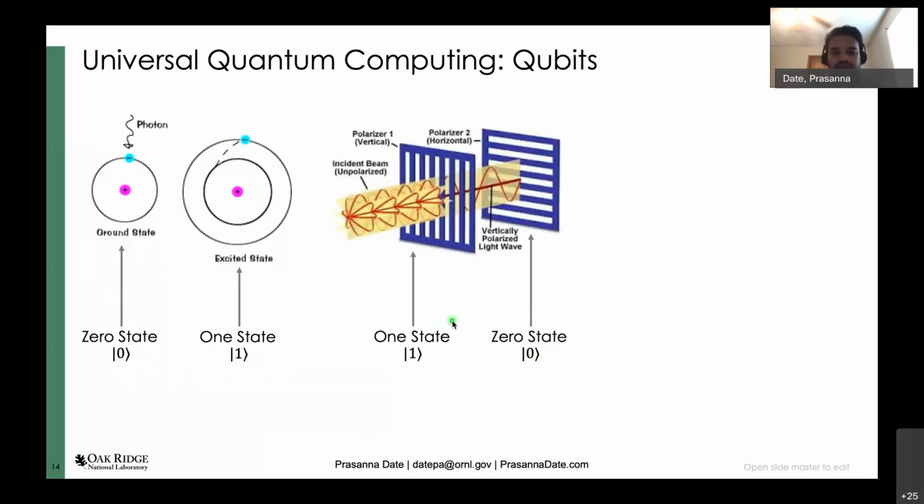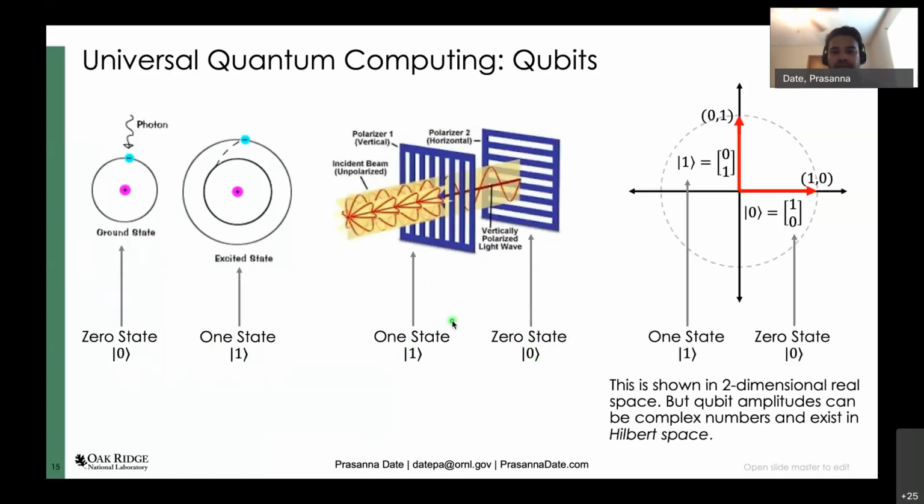Now, those are the two physics examples here. We can also have a mathematical representation, and this is much easier for me to understand. Here we have a two-dimensional real plane and a unit circle, where we have two vectors, 1, 0 and 0, 1. Let's say we call the horizontal unit vector the ket 0 state and the vertical unit vector the ket 1 state. In this figure, I am showing the picture in two dimensions, but the amplitudes of the qubits are actually complex numbers and they exist in Hilbert spaces.